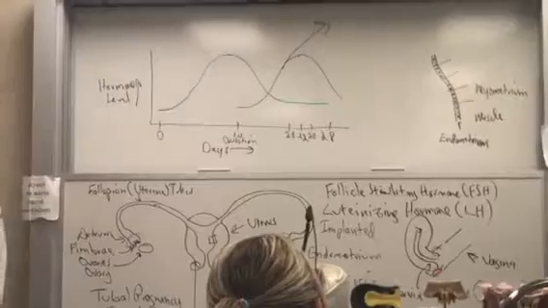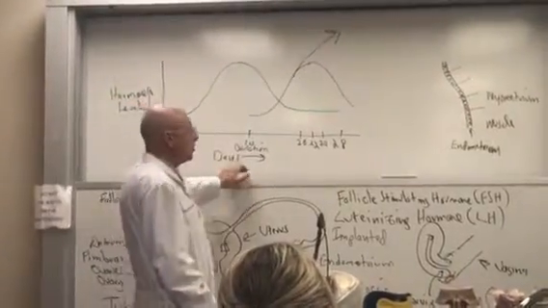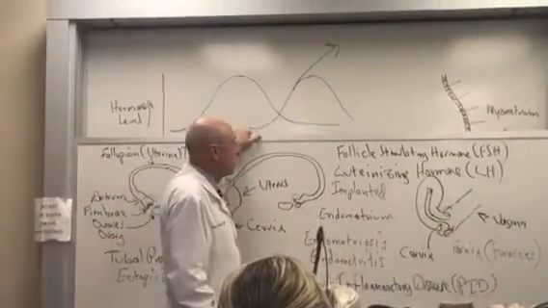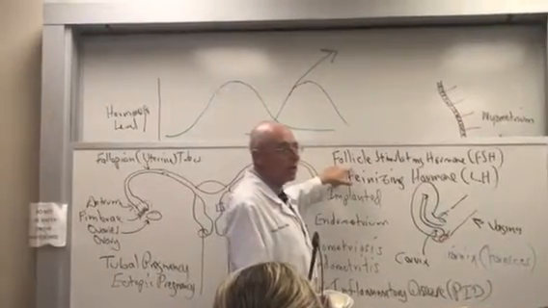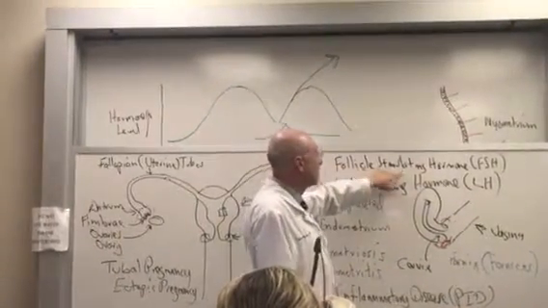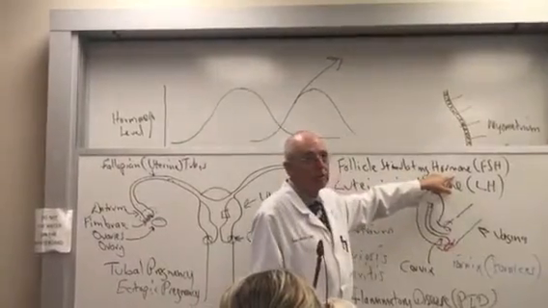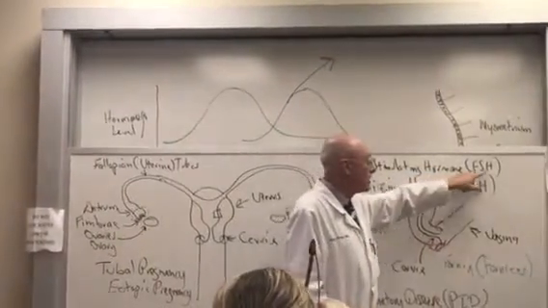Now, from her anterior pituitary gland, her anterior pituitary gland will secrete a hormone called follicle stimulating hormone, which is abbreviated FSH.